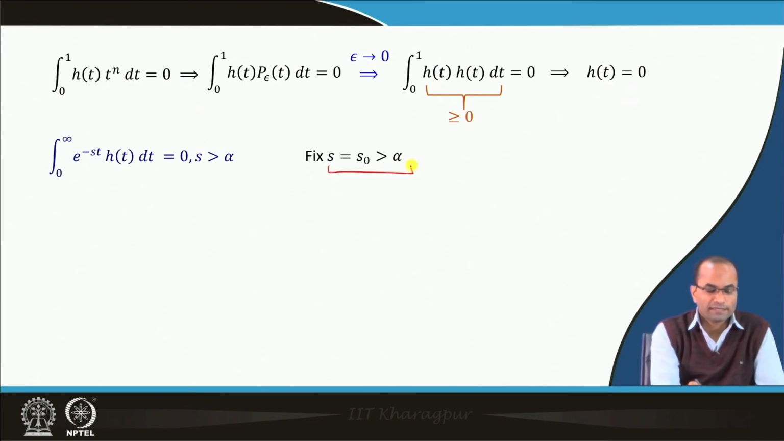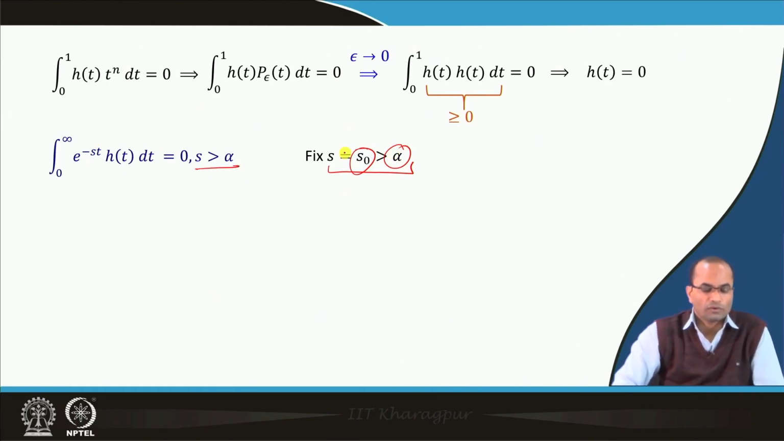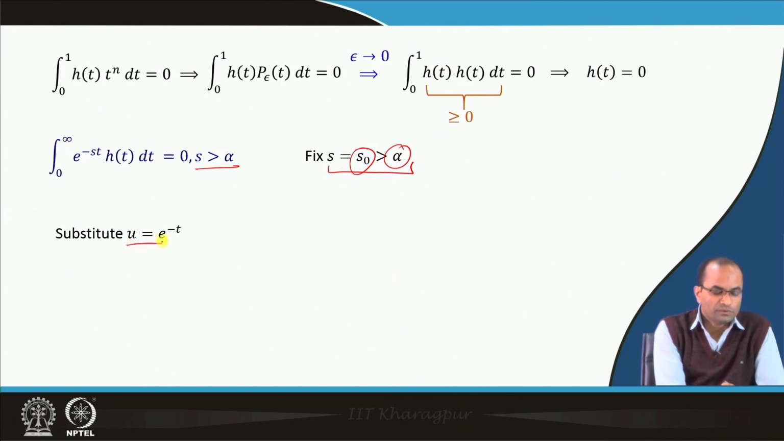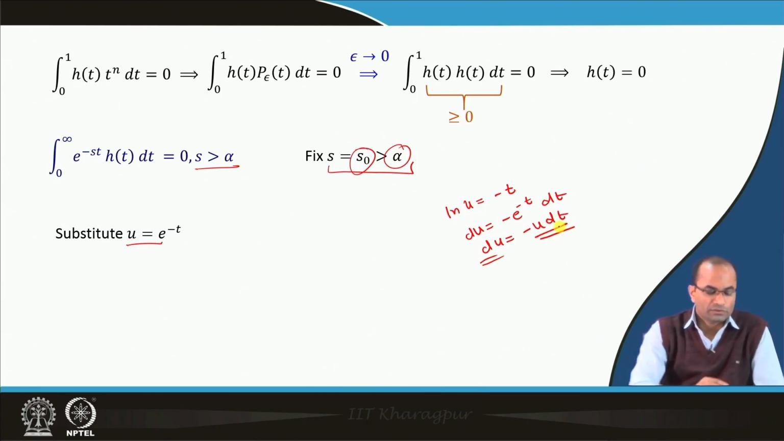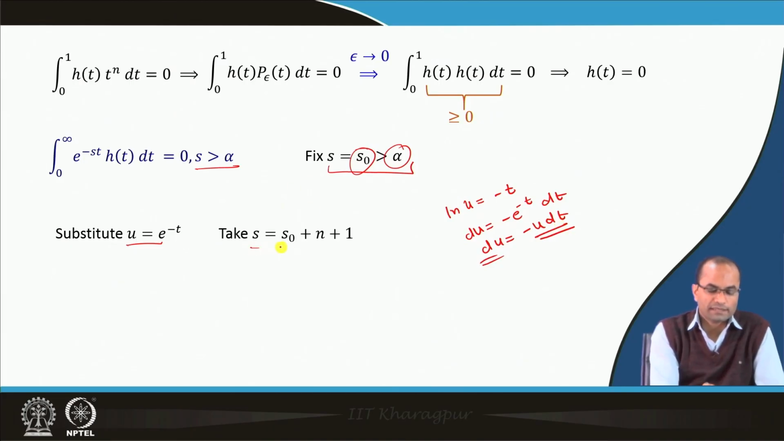So, here we will fix s; we will take s naught which is greater than alpha. This integral will be valid for all these s, and now we substitute u equal to e power minus t, that means ln u is equal to minus t, and du is minus e power minus t dt, and e power minus t is u. So, this du can be replaced by minus u dt. Having this, we will take s as s naught plus n plus 1. So, here we are introducing n, we are going in this direction now.